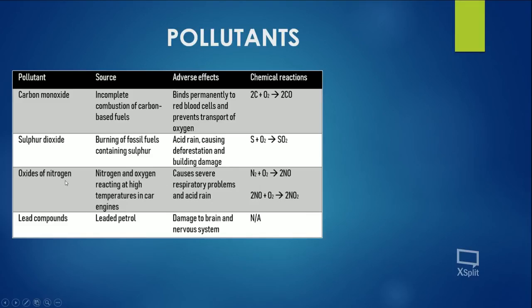The oxides of nitrogen are made when nitrogen and oxygen react at really high temperatures, and you find that inside car engines. Bear in mind that it's not actually the combustion inside the engines that causes these pollutants to form. The oxides of nitrogen are caused because there are high temperatures inside car engines, and that causes the nitrogen and the oxygen in the air to react with each other. Oxides of nitrogen can cause severe respiratory problems, and can also cause acid rain as well. So here are two equations that you should know for that.